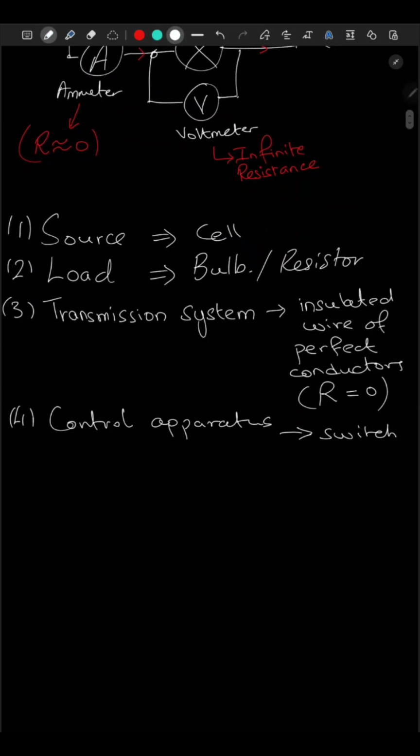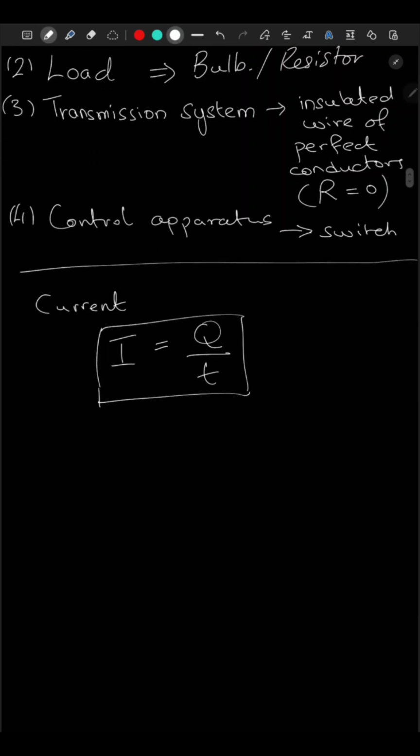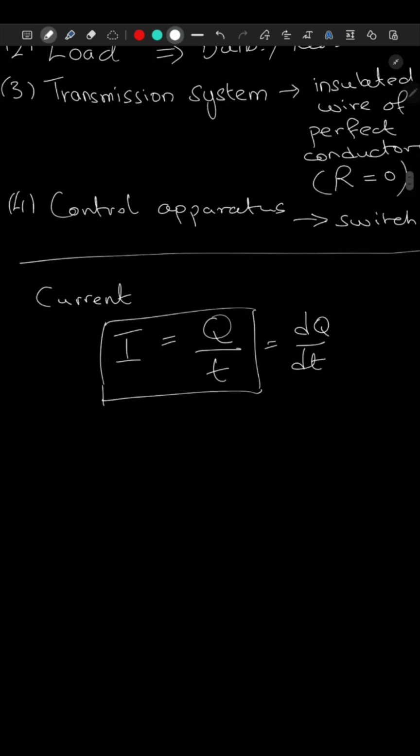So let's define a current. Current is defined as the rate of flow of electric charge past a given point. So this is a definition for the current. We can also define it as dq by dt, which is the rate of change of the charge. And also we can define it as the change of the charge divided by the change of time, because the current is flowing past a point.